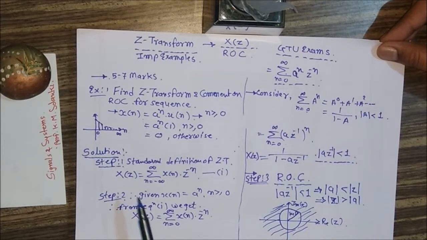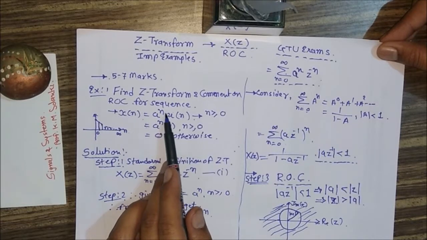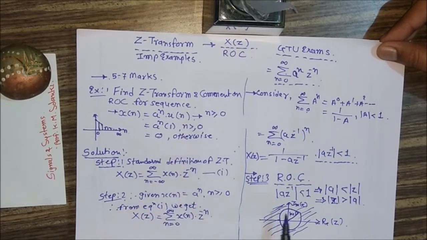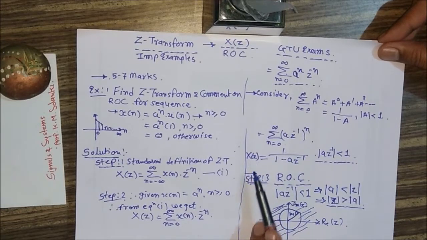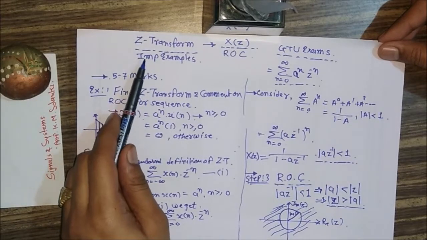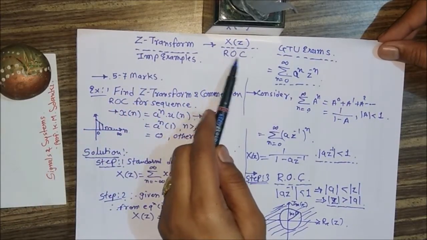So this way we can calculate X(z), the z-transform of the given sequence x(n), that is a^n u(n) for this case. Then we get the ROC by considering the |a z^-1| < 1 formula, which gives the final value |z| > |a|, that is the outer circle area. This is the region of convergence for the given X(z). So this is the method of how to solve Z-transform examples including X(z) as well as ROC.